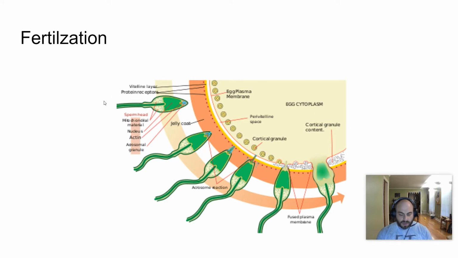There's a fast block that goes on, which is basically an electrical potential charge or change to the membrane. Basically pulses back all the other sperm. Think about it that way.